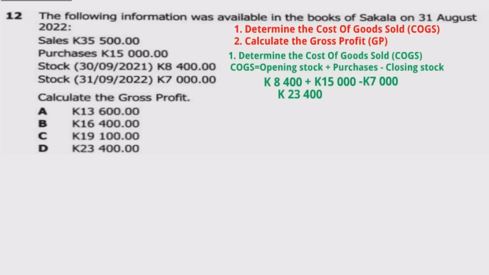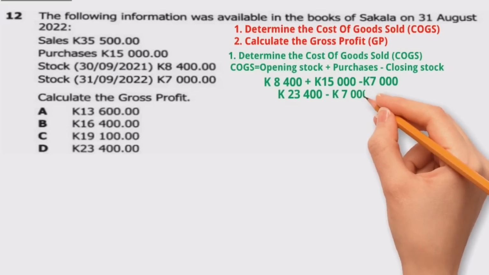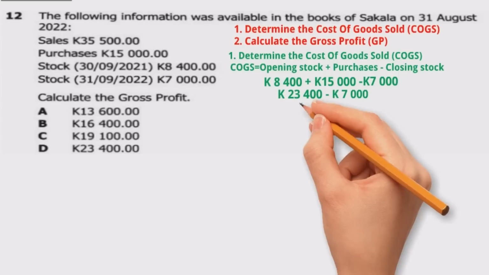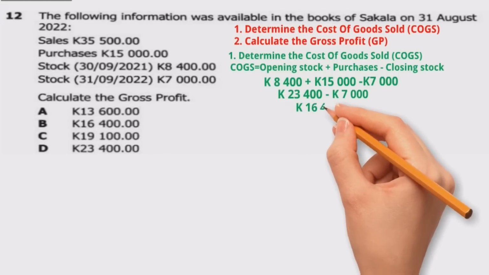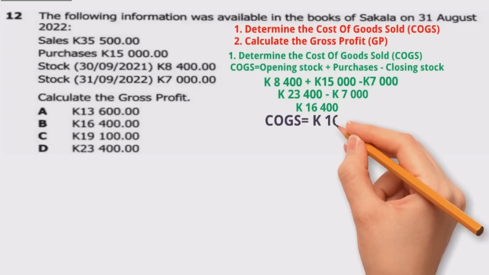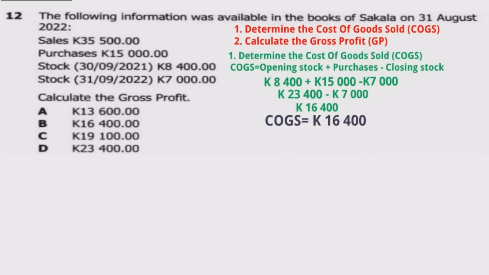So we are saying 8,400 plus 15,000 is equal to 23,400, which will be minus 7,000 kwacha. What remains now is to find the difference of 23,400 and 7,000 kwacha. So 23,400 kwacha minus 7,000 kwacha will give us 16,400. Therefore, cost of goods sold is equal to 16,400 kwacha. So with step 1, we are done. We have found the cost of goods sold.